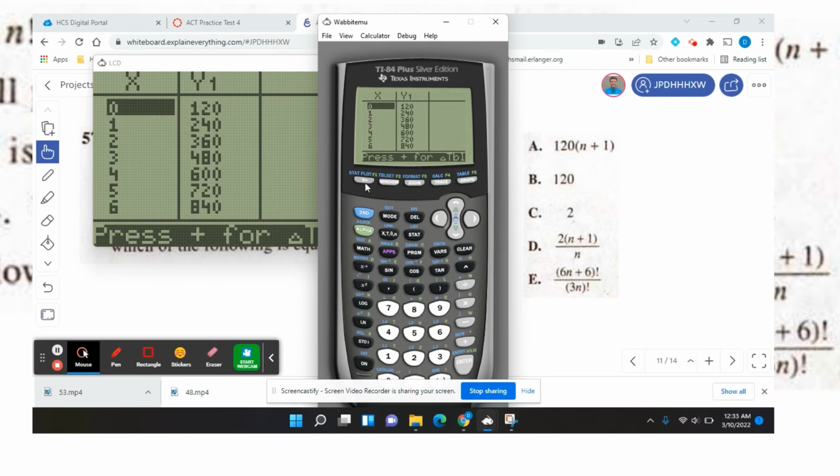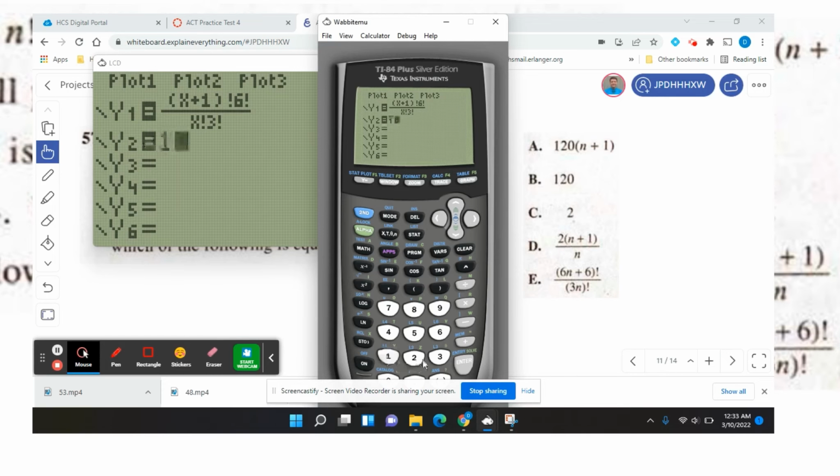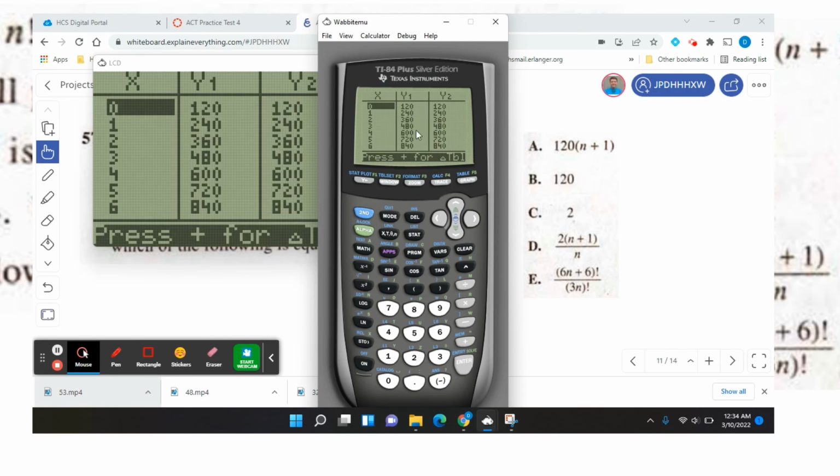So let's see if it's option A. So I type in 120 times x plus 1. And then I'm going to compare the two tables. You can see those two tables are identical, which means the answer is A.